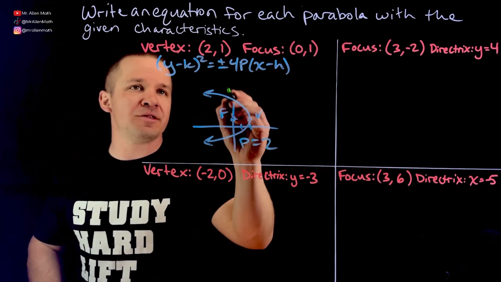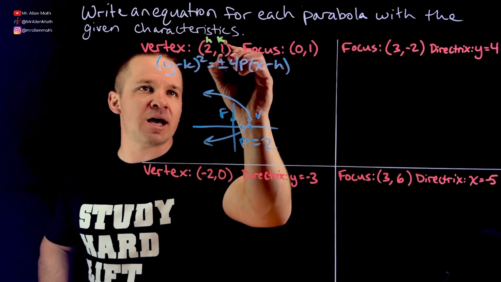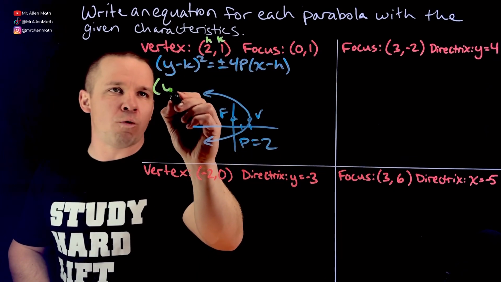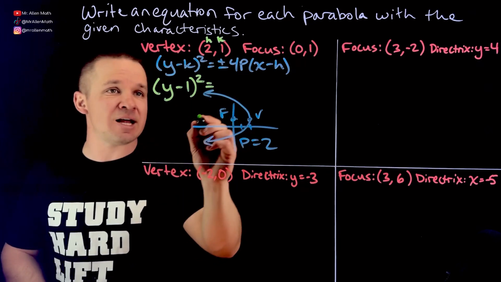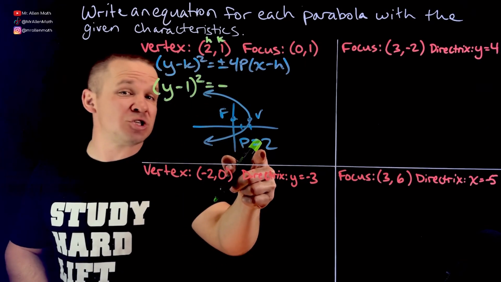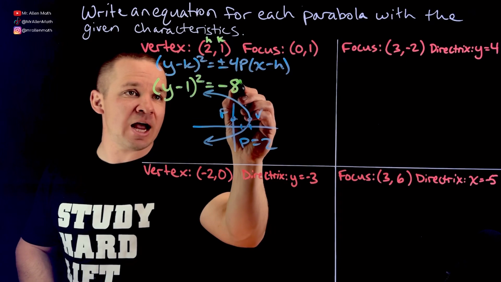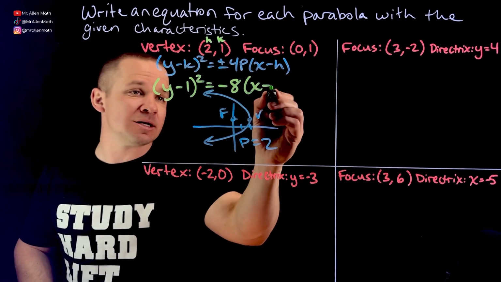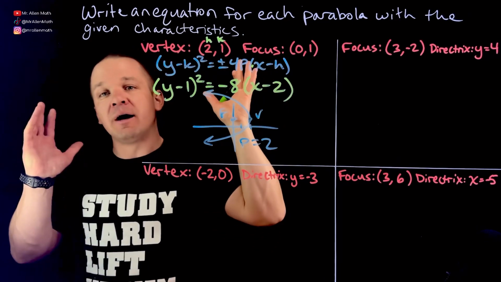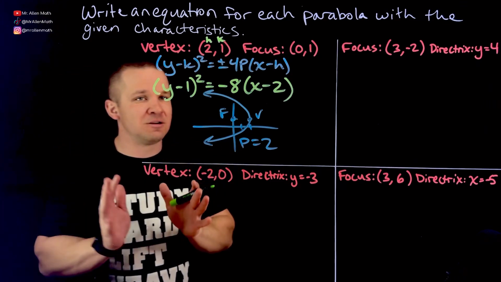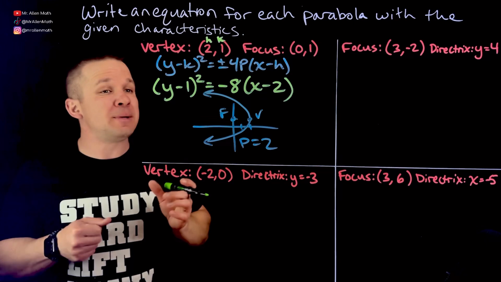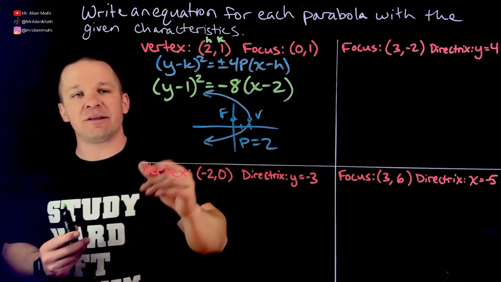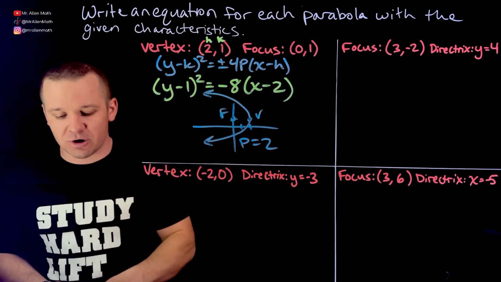All right, this is my h. This is my k. So we have (y minus 1) squared equals, we said it's negative, right? My p-value is 2, so 4 times 2 is 8. Then we have (x minus h), which is 2. Done. That's it for this one. So the rough sketch really helps, not only getting your direction, but also your p-value. I highly suggest a quick sketch for any of these problems.